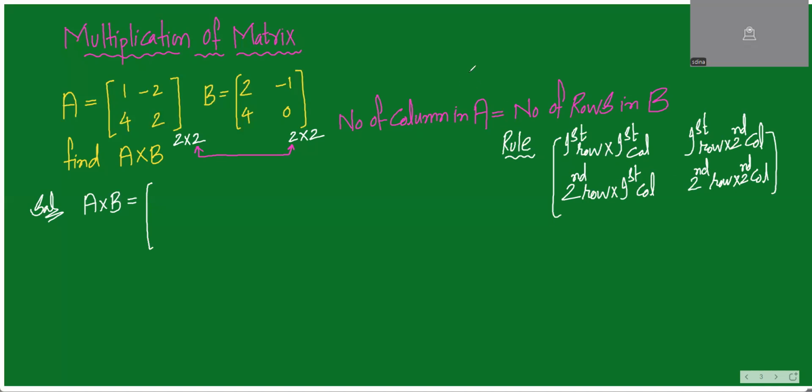This is the condition we have to check. If the condition is satisfied, we can multiply. Let us multiply. First row should multiply with the first column. This row should multiply with this column. Okay, let's start our work.